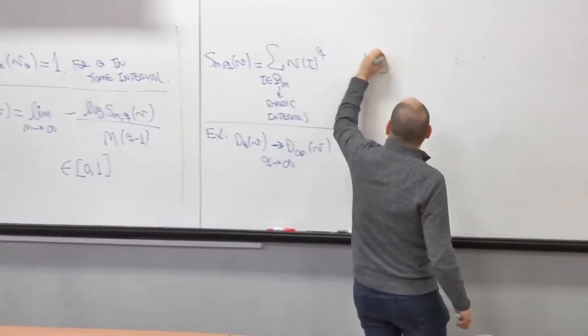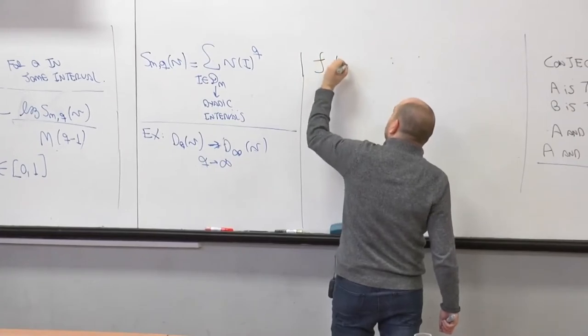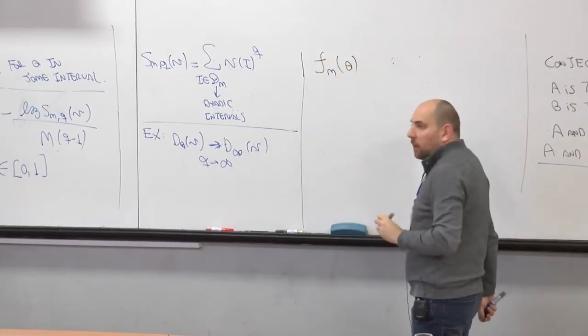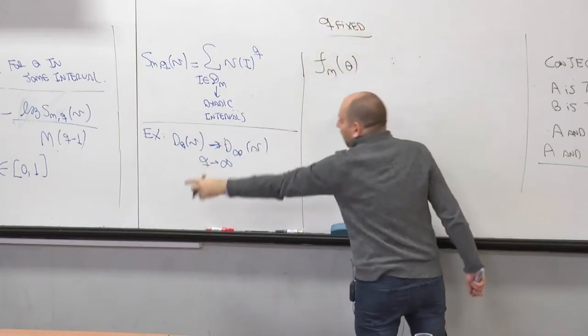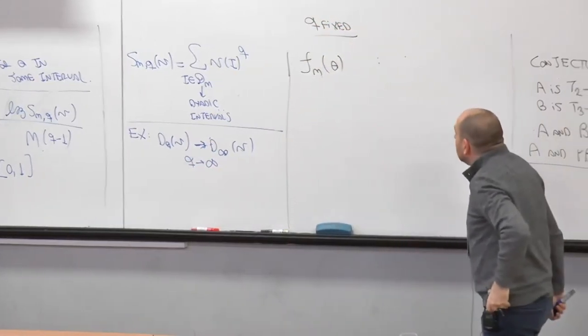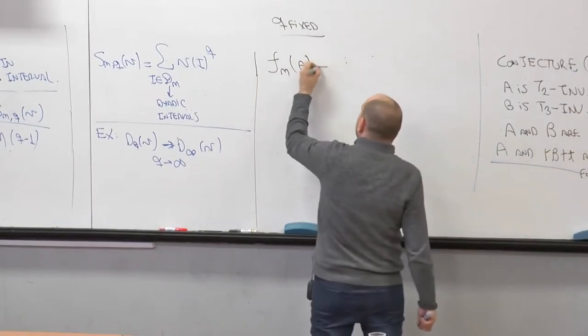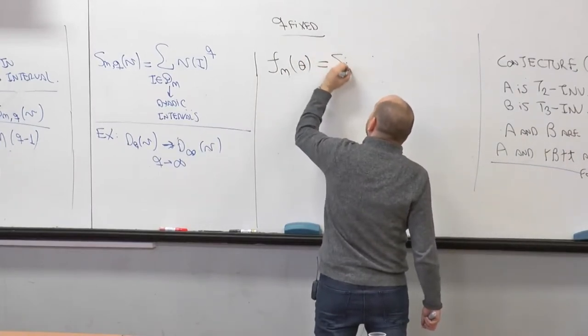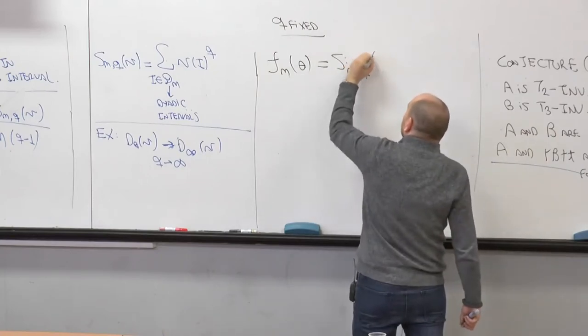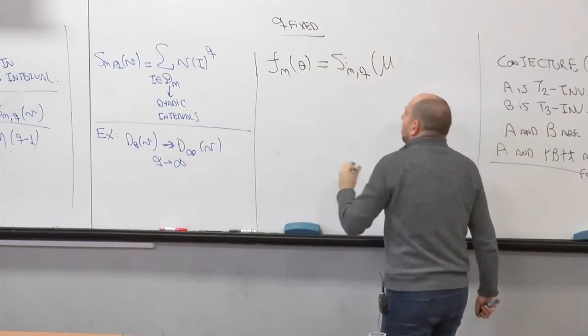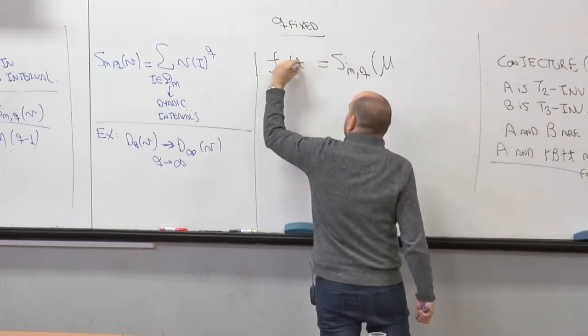And let's consider the following sequence of functions of theta, f_n of theta. So q is fixed. q is a fixed large number. It tends to infinity at the very end. And this is just the moment sum at level n. So here is the n. The q is fixed. And then I want to look at mu theta, but I'm not going to use theta, maybe let's call it t.